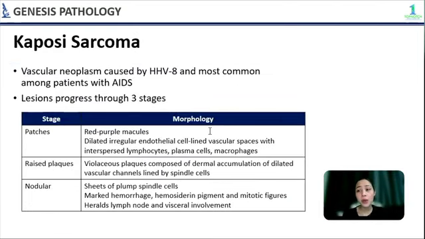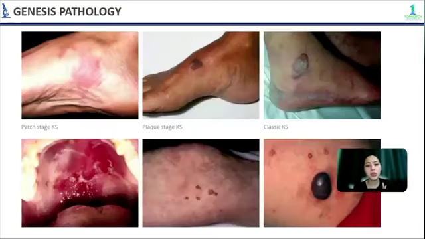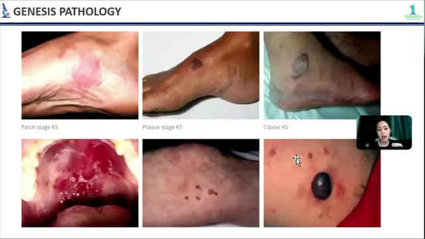And finally, we have Kaposi sarcoma. This is a borderline or intermediate type of blood vessel tumor. It is associated with infection by HHV8 and is usually associated with AIDS. It is more common in patients with AIDS, and it's usually used as a diagnostic criterion for AIDS. It usually progresses through three stages: patch, plaque, and nodule. So this is the appearance: patch, plaque, nodule.